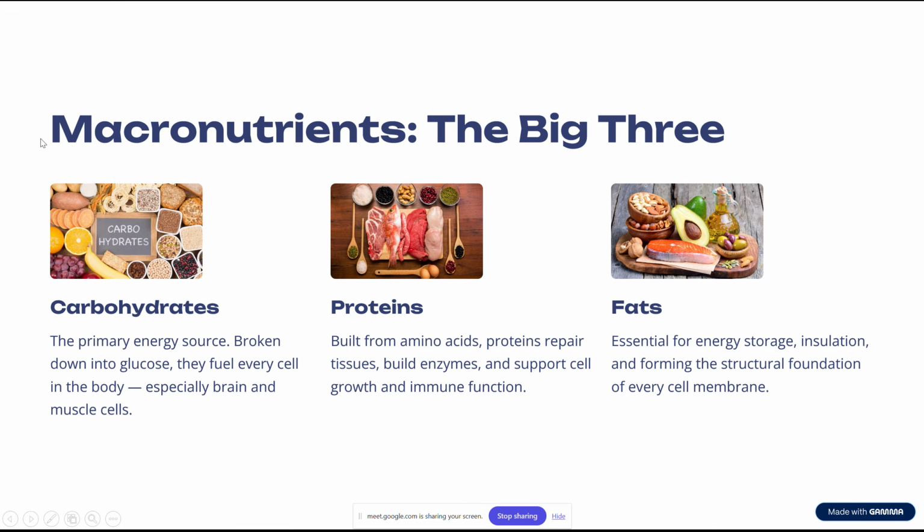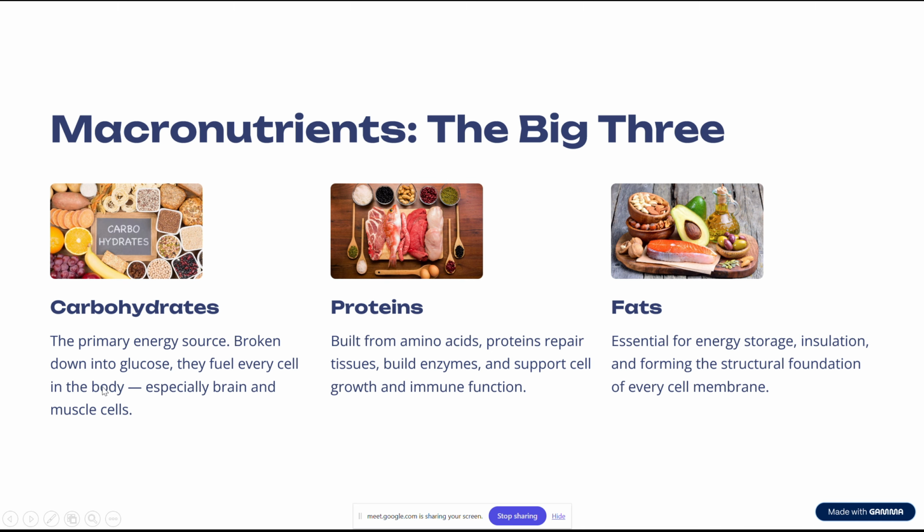So we're going to talk about macronutrients. Nutrients can be divided into two based on the size of the molecules: the macronutrients and the micronutrients. Macronutrients are large molecules, macromolecules, meaning that they are big in size. The big three are carbohydrates, that's carbs, proteins, which you can see here, and fat as well.